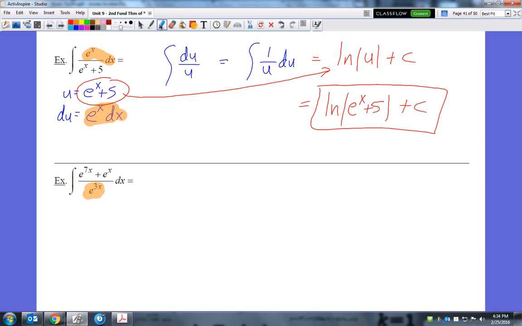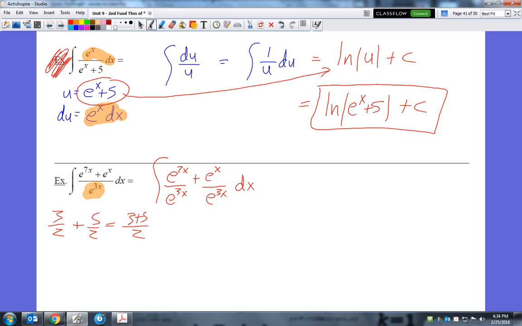Because this is one unit on the bottom, I can rewrite this just like you did way long ago when you had 3 halves plus 5 halves. You could write them together as 3 plus 5 over 2 because you had the common denominator. Well, that's what's going on here. If I were to break it up, I could see it a little clearer as far as what the next step would be. So 3x, e to the 3x. The reason why I can break this one up and not the one up here is that I did not have one monomial there, but I do have one monomial here. So I can break it up into 2 separate pieces and then reduce.